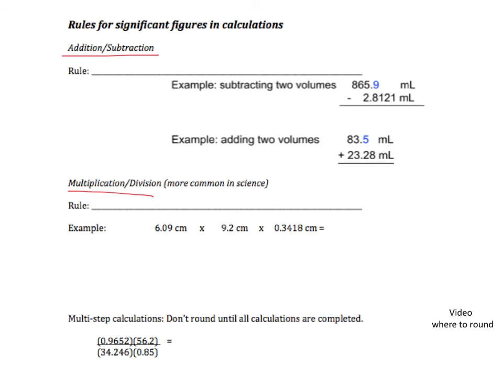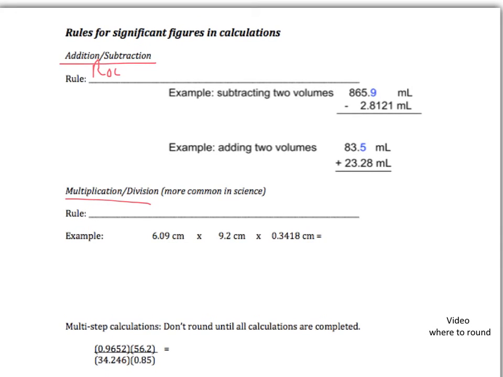Okay, so the rule for addition and subtraction is we want to round to the number of decimal places, I'm just going to abbreviate it DP, decimal places, as the factor with the least.